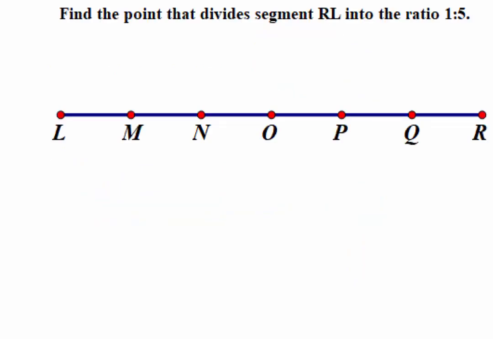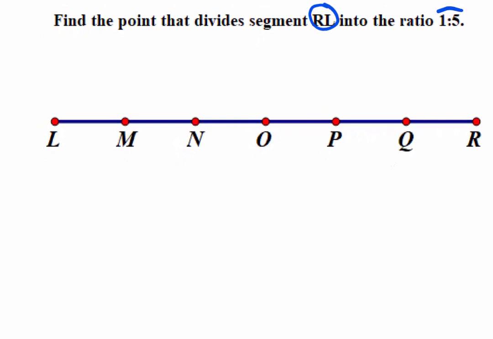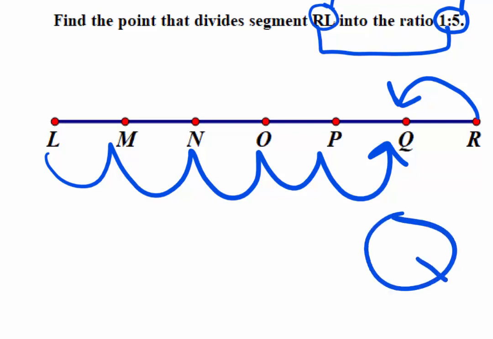So let's take a different example. It looks identical to the first, but I've stated it as RL here and 1, 5. Same ratio, but this time the R is listed first. So that means we want one full section from R and 5 full sections from L. So different question, different outcome. We're looking for point Q that divides the segment.